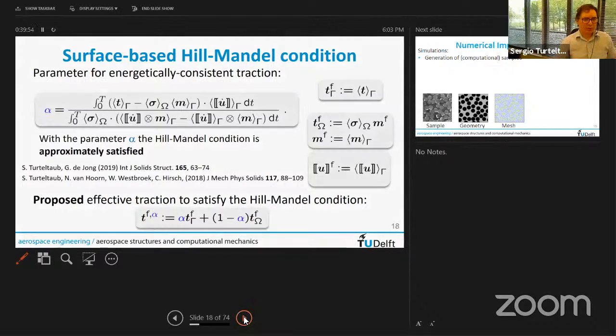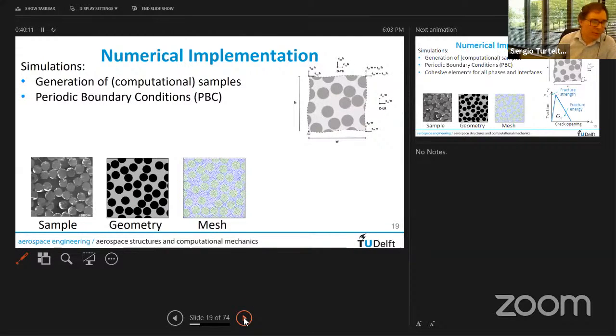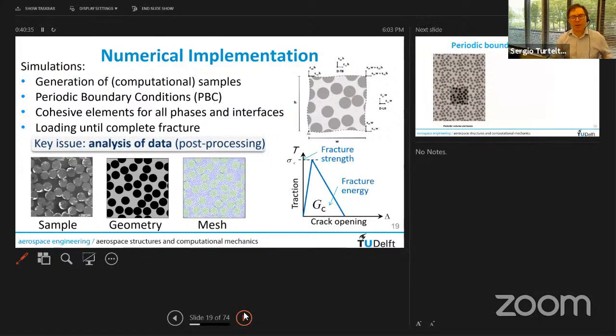To do that, we have to do some simulations. I'll skip a little bit of the details, but I'll just tell you it's rather straightforward in the sense that you take a sample, you create a geometry from there, you put a mesh, then apply some periodic boundary conditions in this case. Then we have to insert cohesive elements everywhere, and then we specify what is the matrix, what is the fiber, what is the interface, and then we run the simulation until we load this in a way until it cracks completely. And then the key aspect of all this is to do the post-processing. So this is where things are interesting.